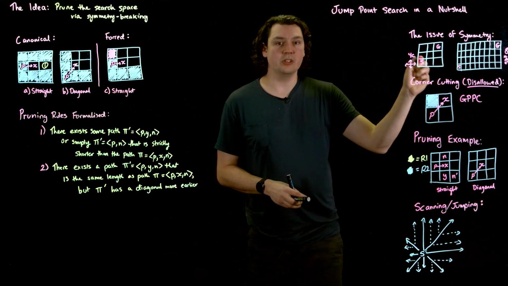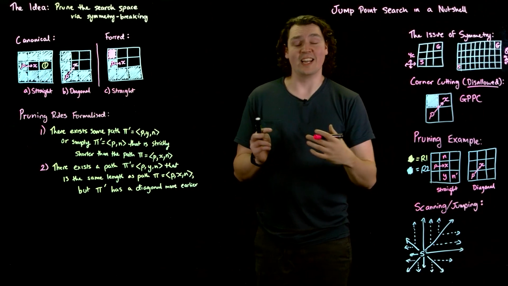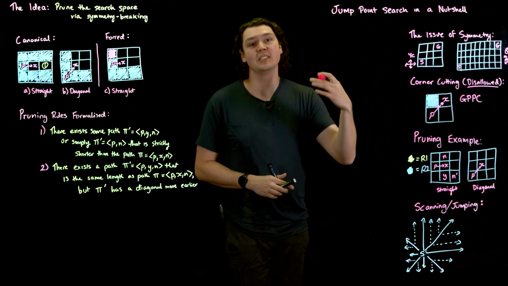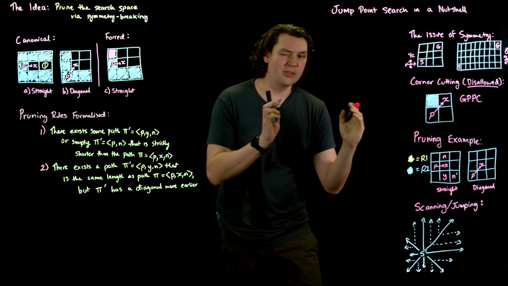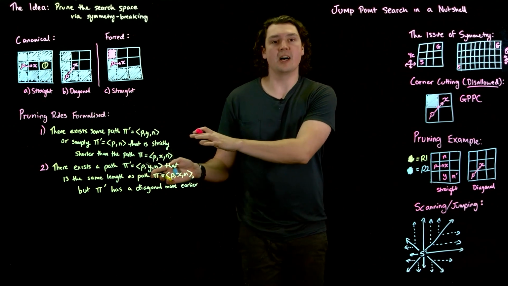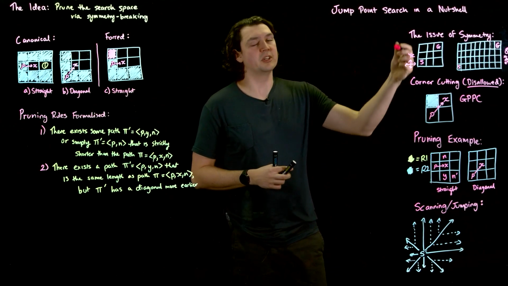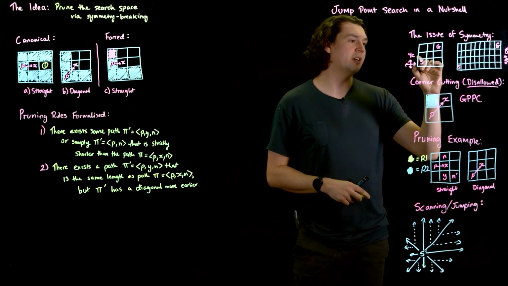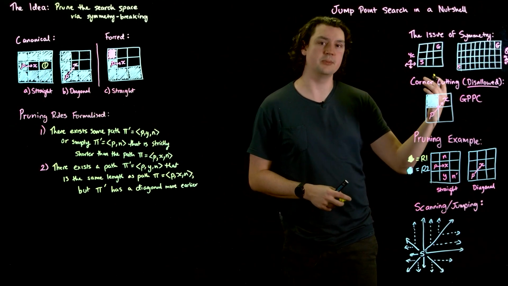JPS absolutely works in 4 connected problems, and is in fact way faster as well. So you'll even get more speedups in 4 connected problems, but there's going to be a slight reframing from a diagonal first path, as we'll talk about, to something where you enforce a strict move ordering instead. So then let's jump over here and talk about the issue of symmetry in search.